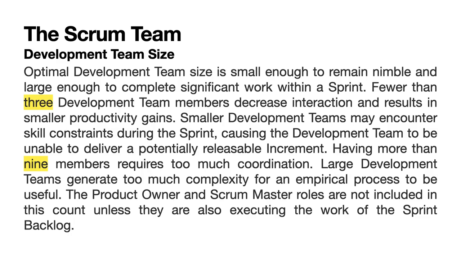Development team size. Optimal development team size is small enough to remain nimble and large enough to complete significant work within a sprint. Fewer than 3 development team members decrease interaction and results in smaller productivity gains. Smaller development teams may encounter skill constraints during the sprint, causing the development team to be unable to deliver a potentially releasable increment. Having more than 9 members requires too much coordination.